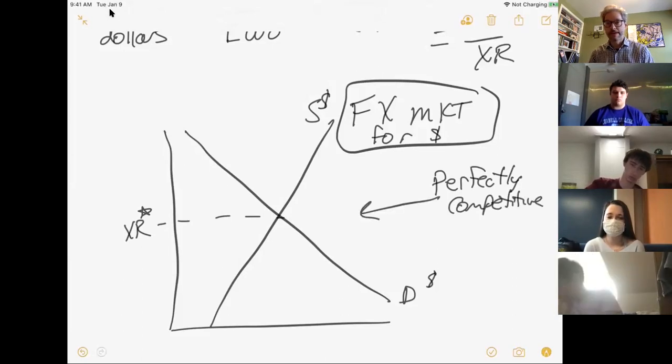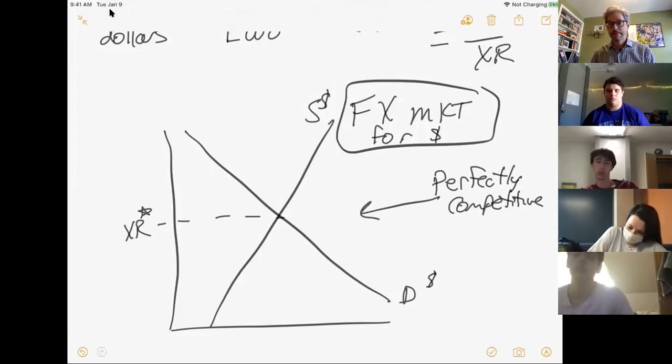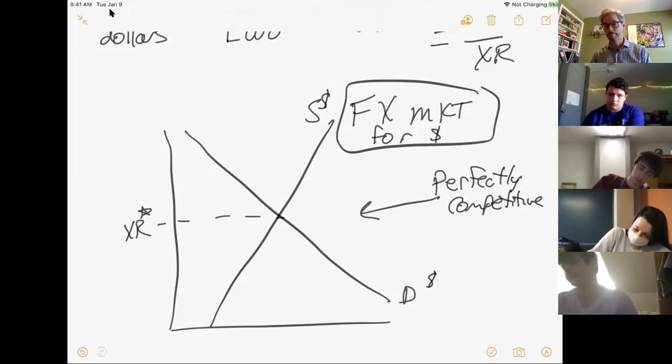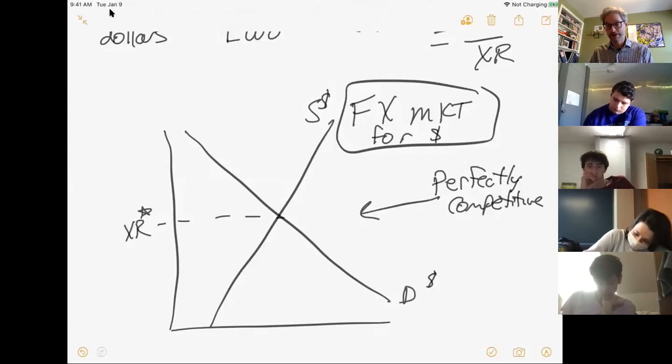This is a market that is well described by a perfectly competitive framework. As I said, there are a large number of buyers and sellers here, from all over the world, buying and selling dollars. There's a homogenous good, dollars. One dollar is the same as another dollar. And everybody's a price taker. Because this market is so big, there's really nobody big enough to influence prices, at least not directly. And so this is really well described by a very simple supply and demand framework.